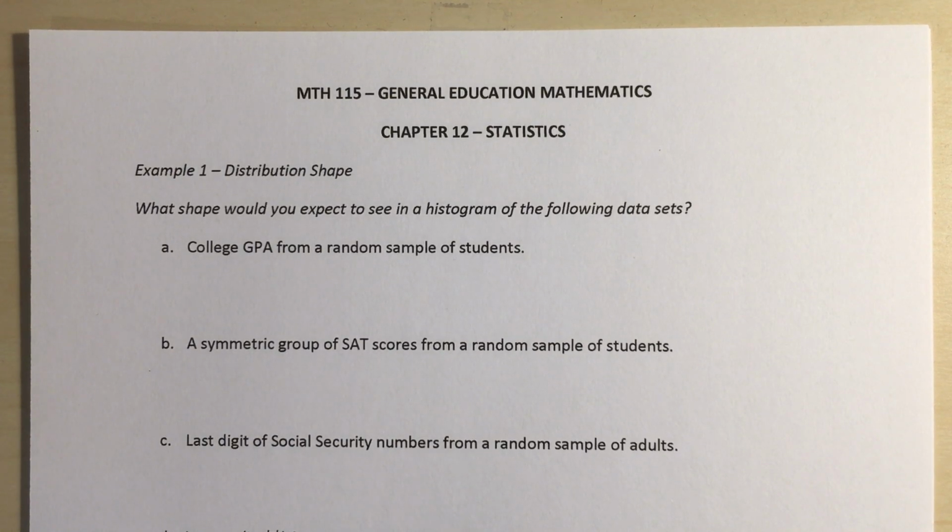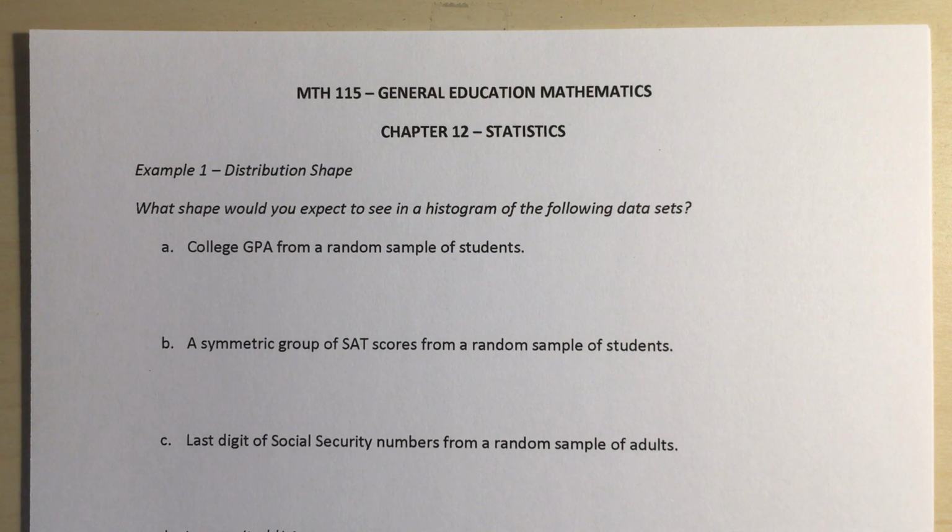So in this example, we are going to determine what type of shape we would expect to see in a histogram of the following data set. So we're going to think about those different shapes that we saw in the previous video and the previous pages and see what kind of data sets, shapes that we would see in our data sets. So college GPA from a random sample of students.